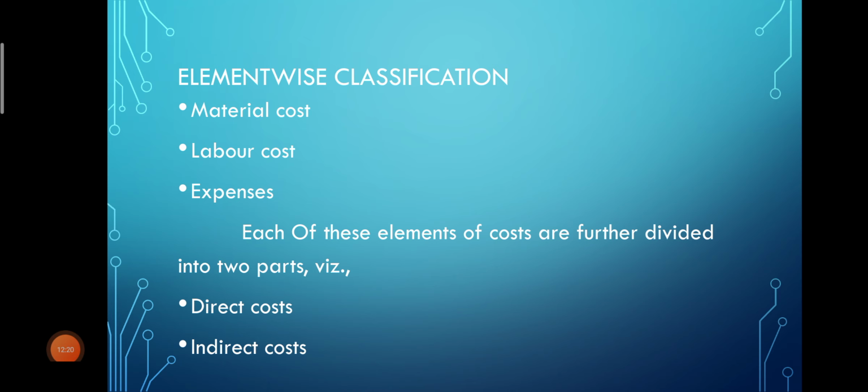In the next class I will be discussing functional wise classification. There also, in functional wise classification, they have classified costs into 4 types. So that we will see in the next class.